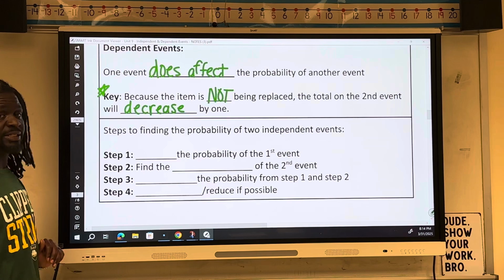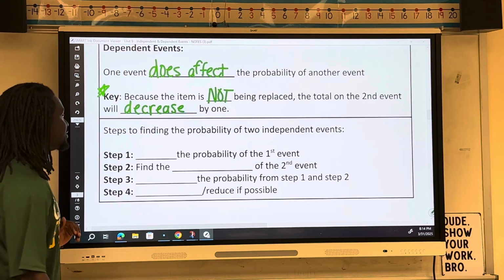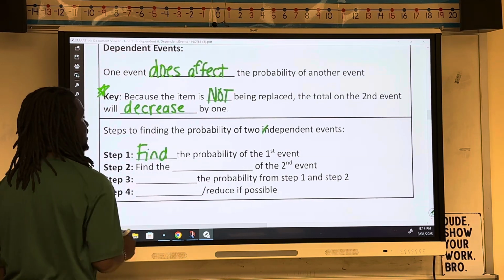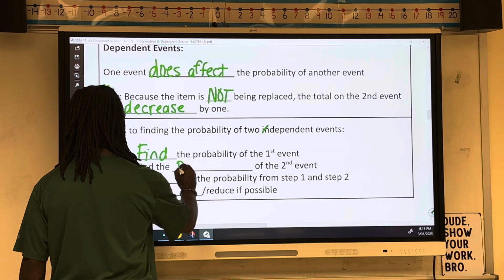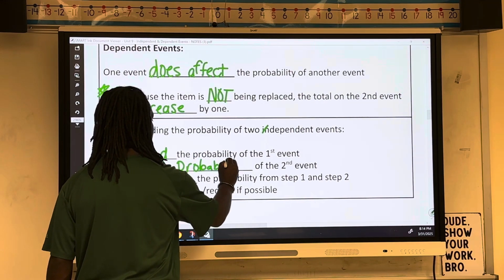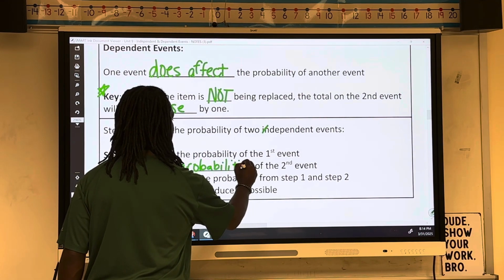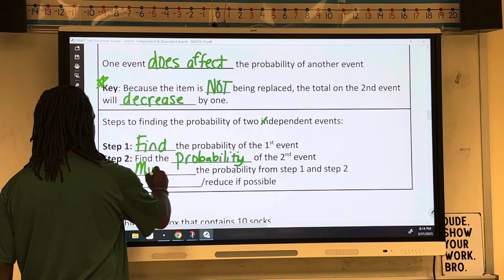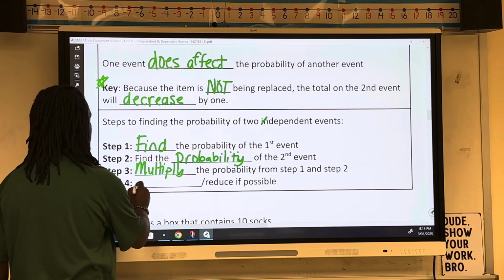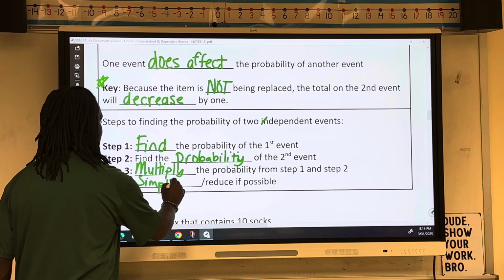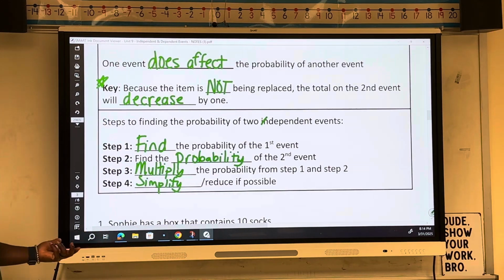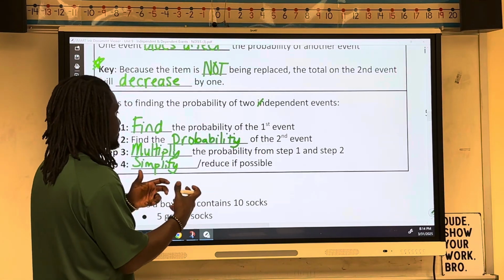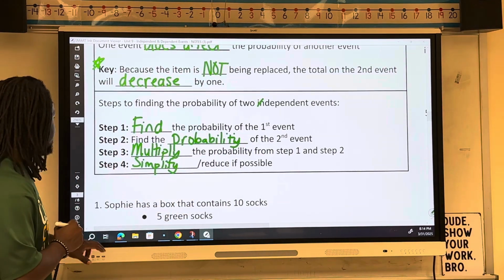So here are the steps for finding the probability of two dependent events. First, we find the probability of the first event. Next, we find the probability of the second event. So all we're doing is finding the probability of each event. Then we multiply both of those, and then we simplify, if it's possible, or we may need to find which value is the decimal value of our answer choices.